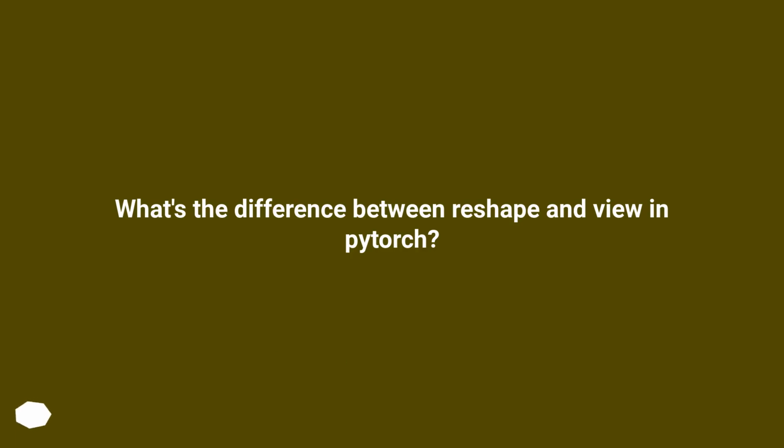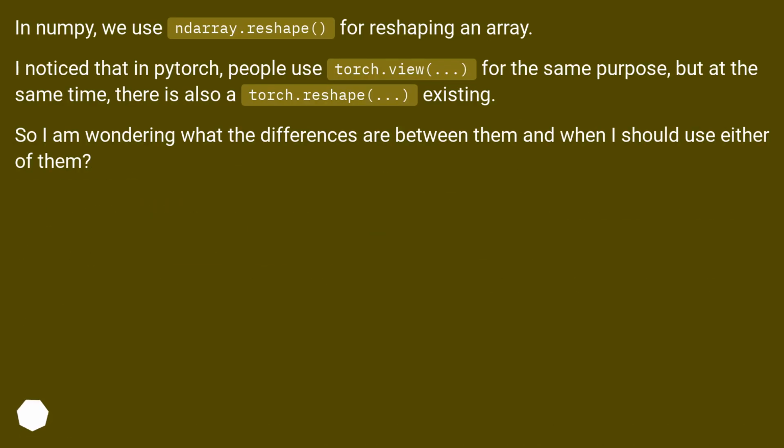What's the difference between reshape and view in PyTorch? In NumPy, we use array.reshape for reshaping an array. I noticed that in PyTorch, people use torch.view for the same purpose, but at the same time, there is also a torch.reshape existing. So I am wondering what the differences are between them and when I should use either of them.